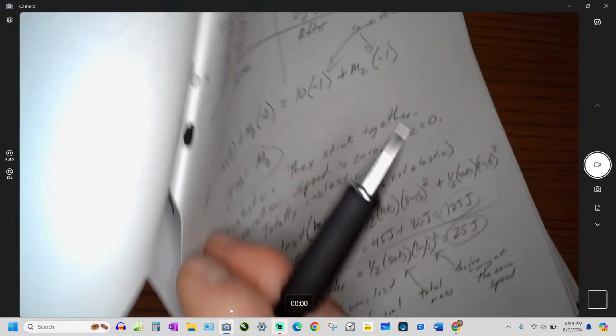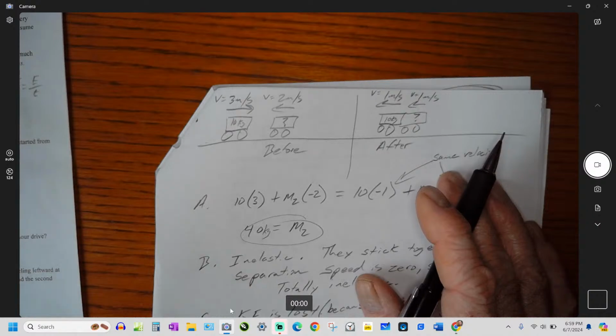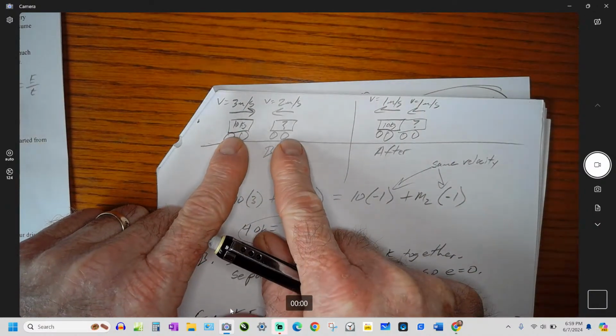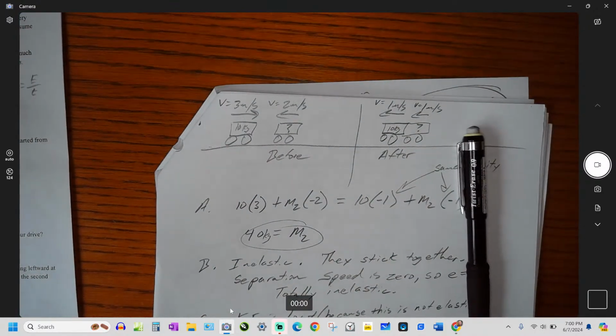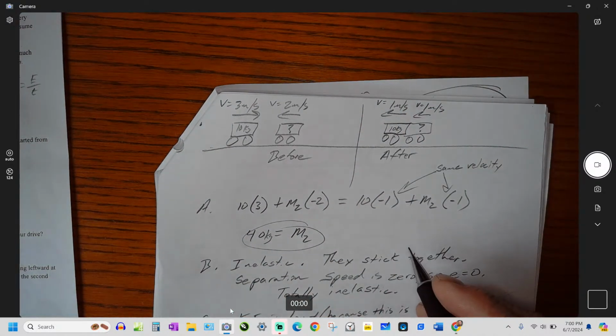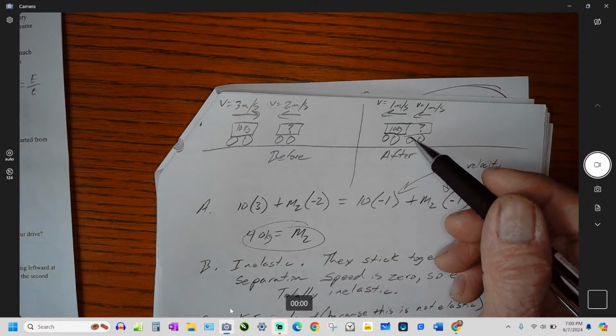Number 16 is the same except for what happens after. So the movements before the collision are the same as before, but after the collision, both things are moving to the left at a rate of 1 meter per second. So that tells me they've stuck together.